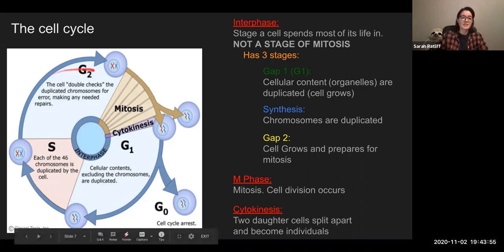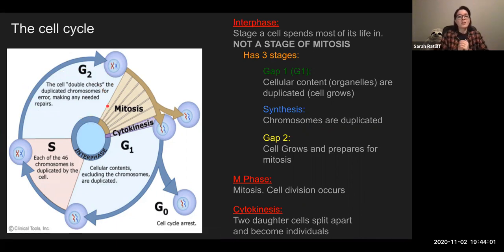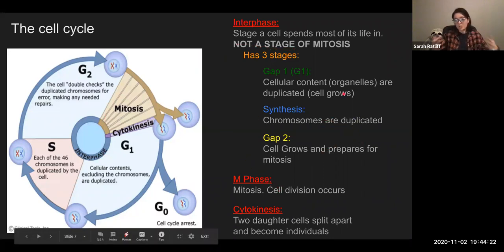And this last phase or stage or step of interphase is called G2. This is where the cell really grows and gets ready for this mitosis or cellular division. Our cell is going to double check, so to speak, that everything is good to go and ready for that division step of mitosis. So after interphase, all of these G's and S's are good to go.